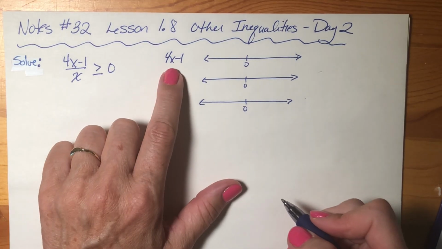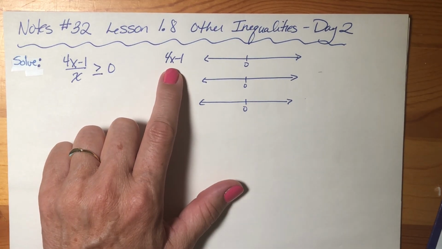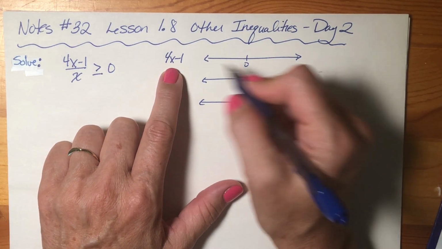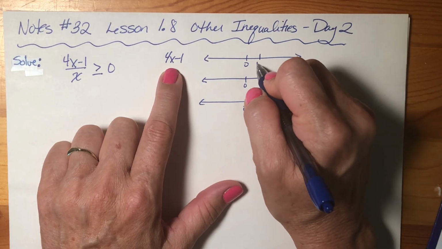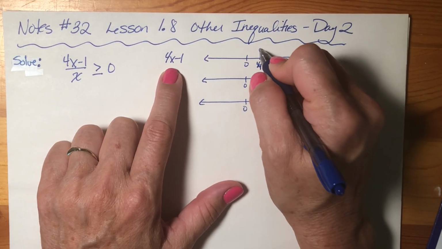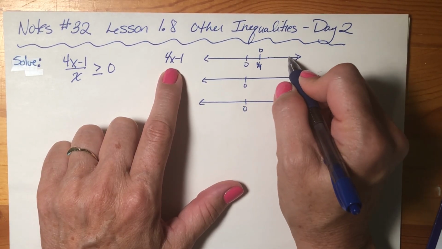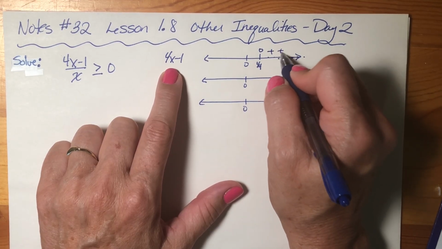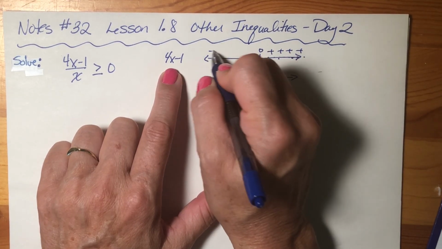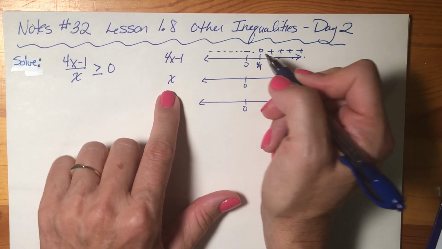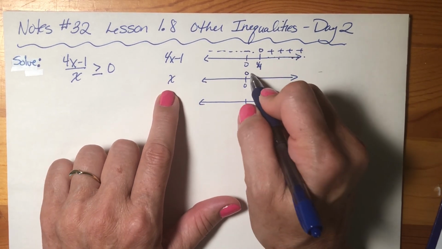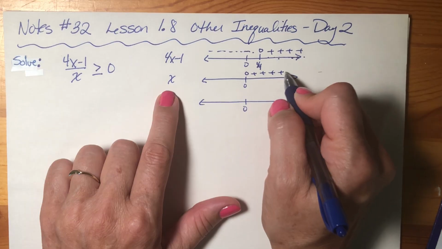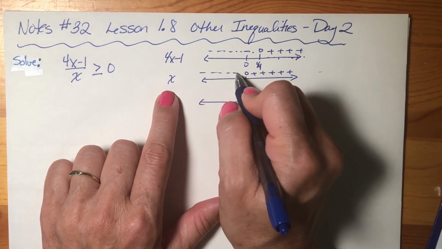All right, so 4x minus 1. What's going to make this positive? What's going to make this negative? Well, first of all, to make it 0, I'm going to have 1/4. This is going to make it 0. If I put numbers all the way up here, like 7 or 10, I'm going to get positives out of that. If I put numbers to the left, that would all be negative. If I have x, my 0 is going to be right here. I put my positives to the right, and my negatives would be to the left.